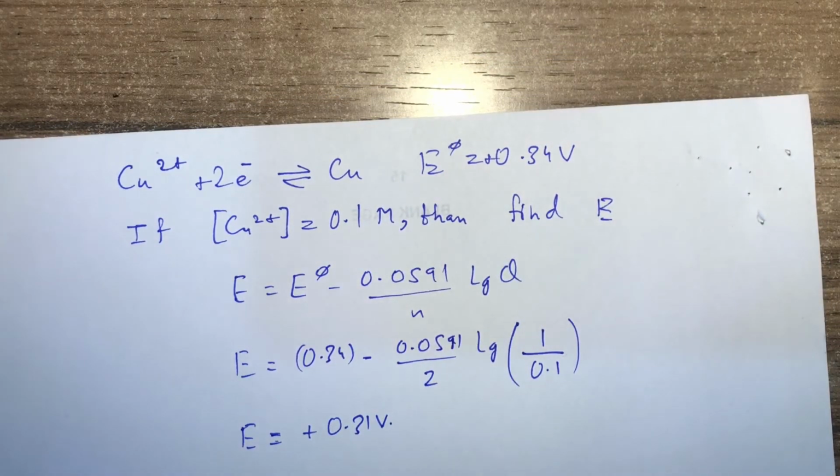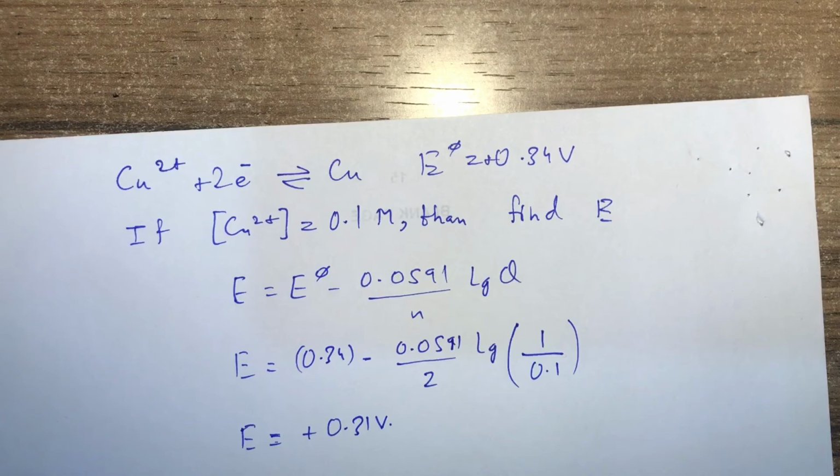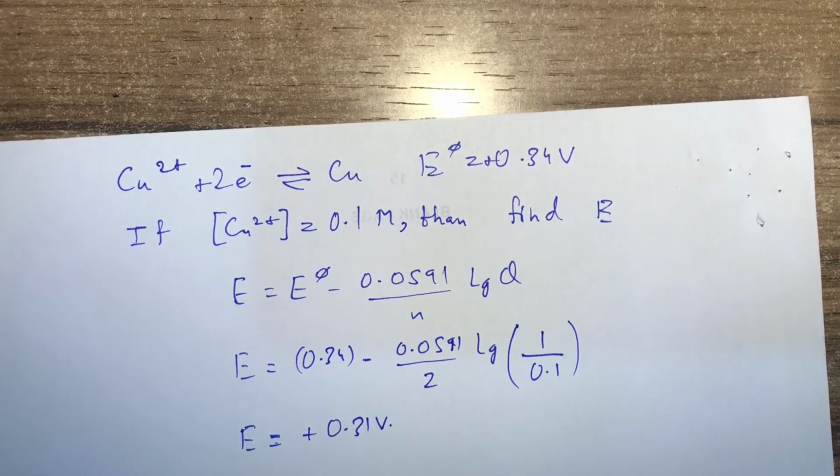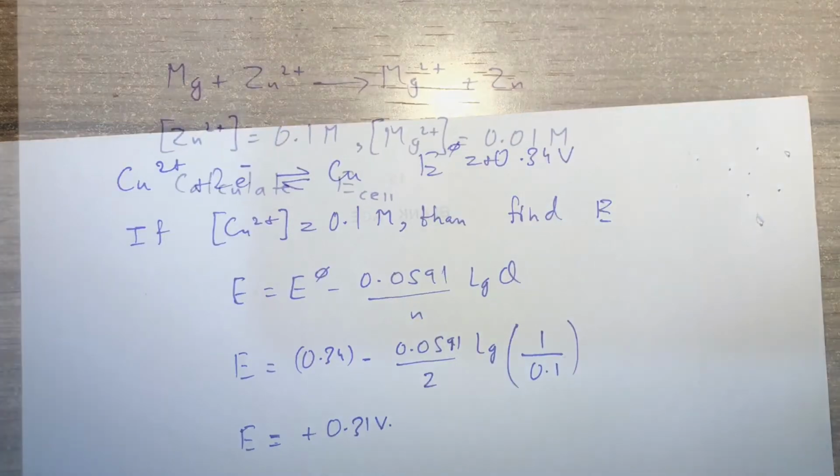So what does this answer tell? Since we're decreasing the concentration of copper ions, for SEP it's 1 mole per dm cube, over here we're taking 0.1 mole per dm cube, so the copper ions concentration is decreased, so that is why the backward reaction is favored and reduction becomes more difficult, so the value of E is less positive. This is the second equation.